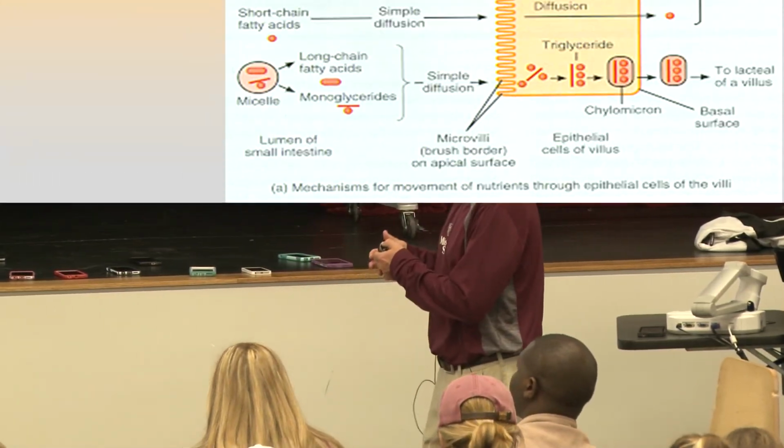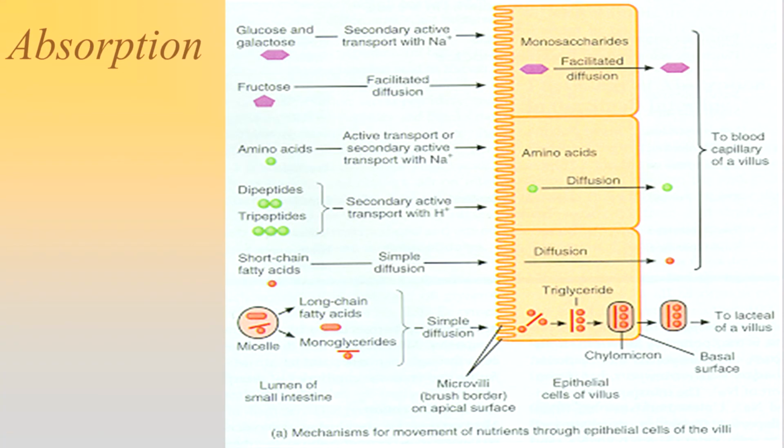So what we're going to do here is anything that is moved across secondary active transport by sodium is going to be symport. And the majority of sodium transport is symport. Anything that goes across by hydrogen, we're going to call it antiport, secondary active transport with hydrogen. Okay?